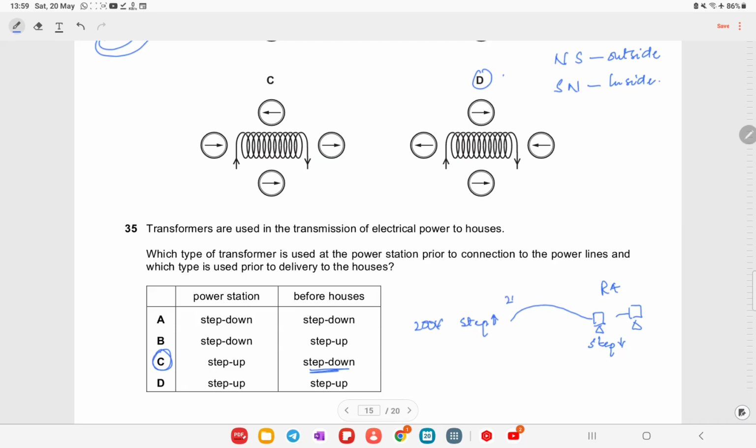So let's suppose this is 2000 volts. Okay, so now this is going to be like 220 volts or 1110 volts. This is how you do it. So this is for the residential areas.